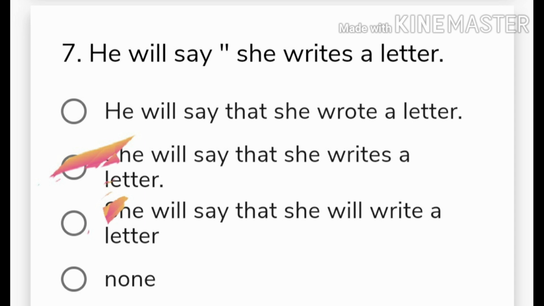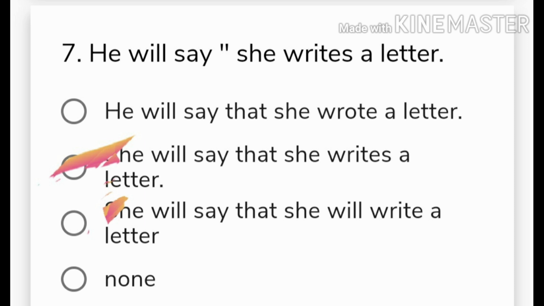Wrote is a V2. So here this is wrong. We haven't changed. We should not change the tense. Okay. Number 2, he will say that she writes a letter. She writes a letter. She, why third person? So we will not change the subject here. He will say, number 2 option is he will say that she writes a letter. So number 2 is correct.